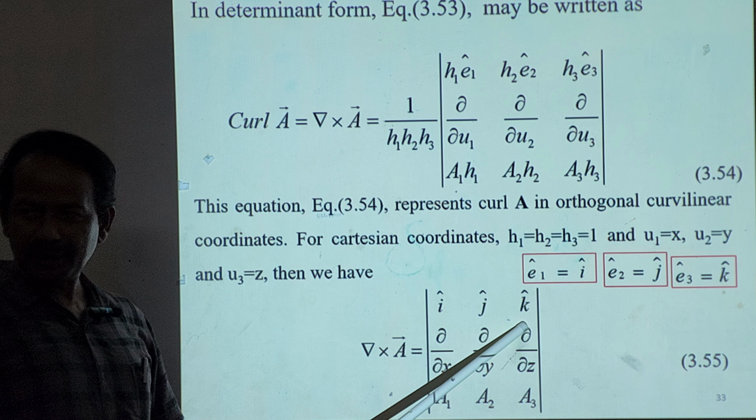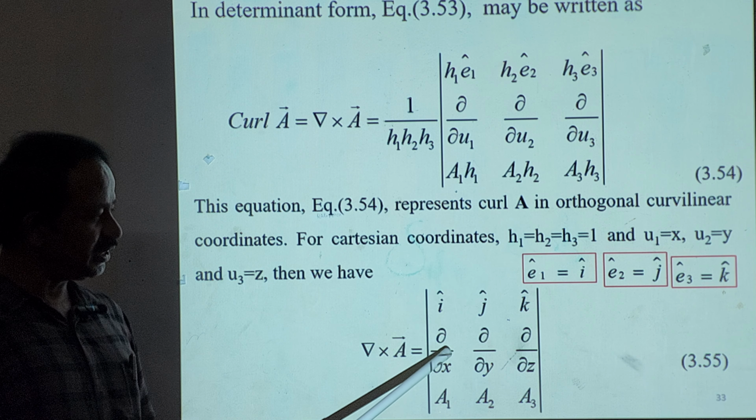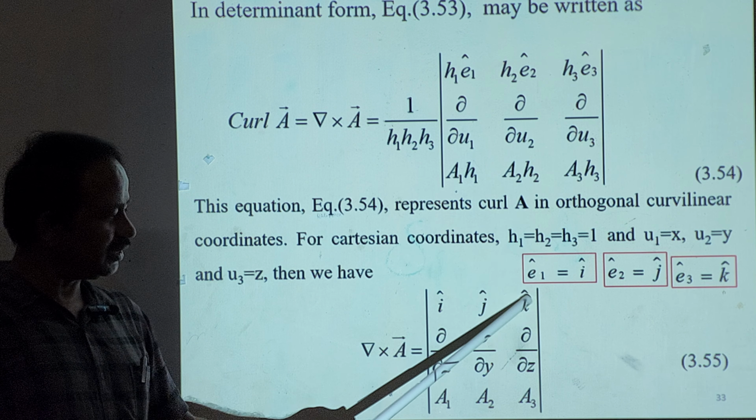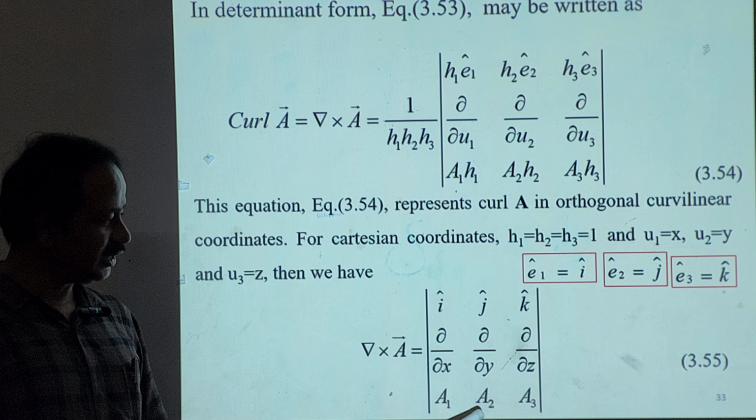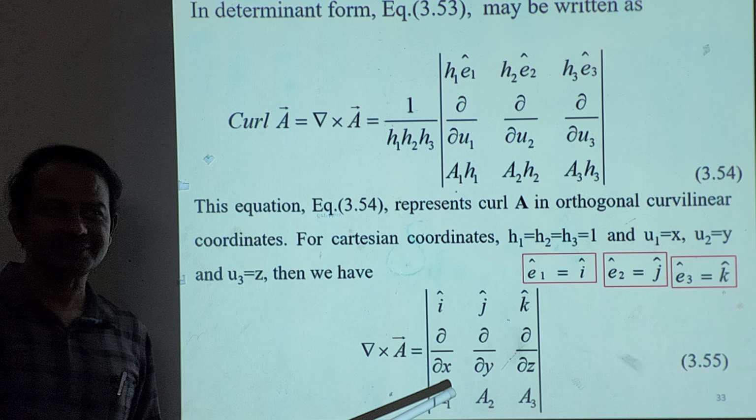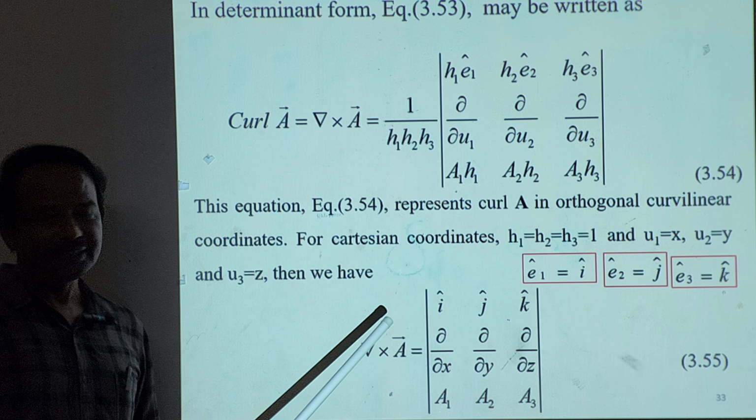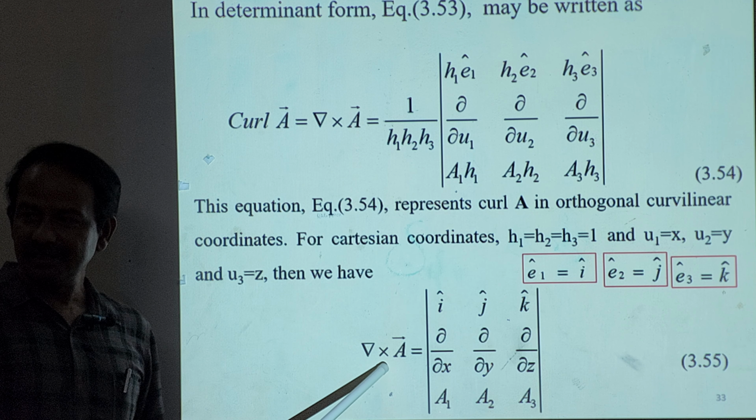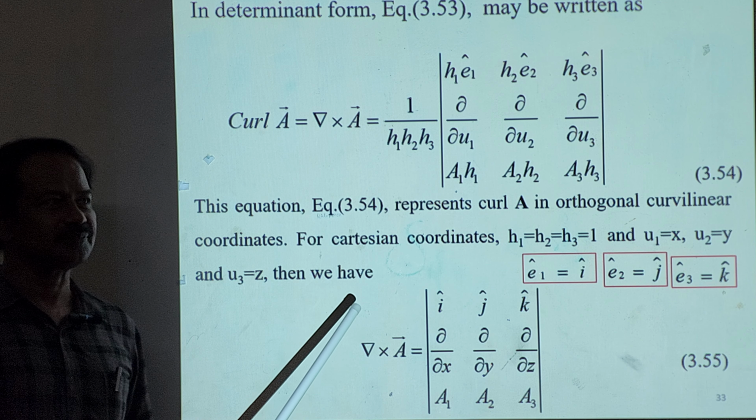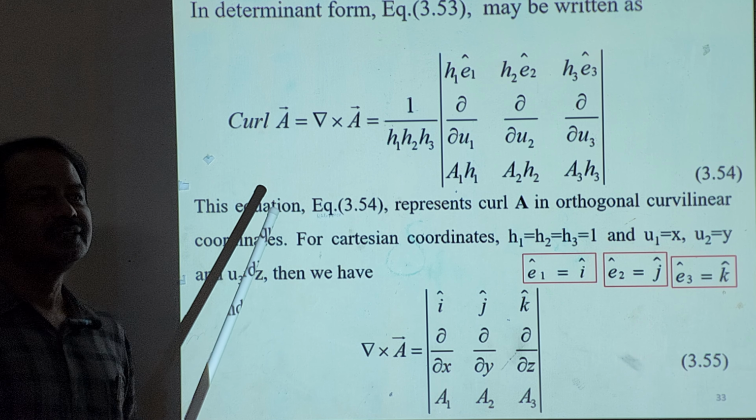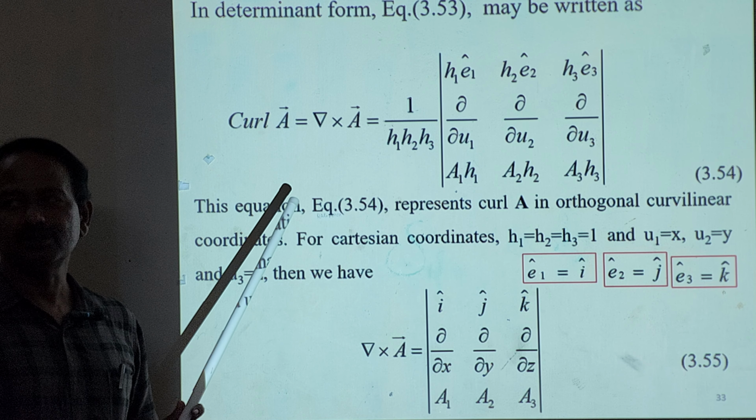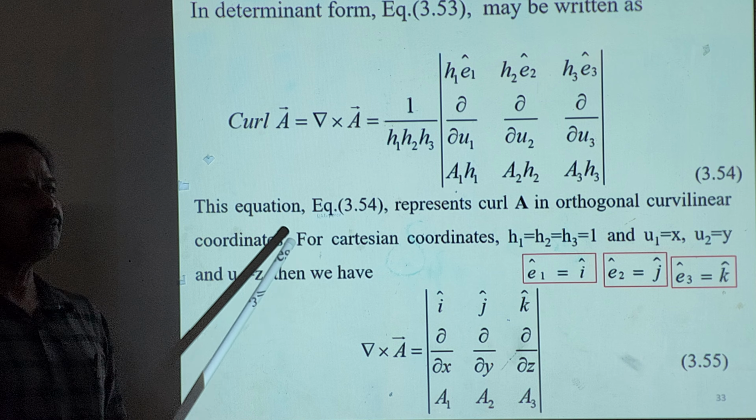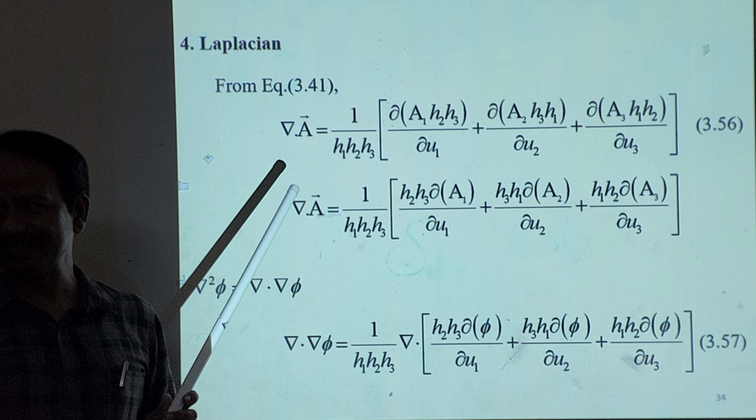See, i, j, k. And this one becomes d by dx, d by dy, d by dz. And this becomes a1, a2, a3. This is the ordinary Cartesian coordinate system, so it's equivalent. This is the curvilinear coordinate system, and this is the ordinary Cartesian coordinate system. So this is the expression for curl A in the curvilinear coordinate system. Now we have come to the last one, the Laplacian.